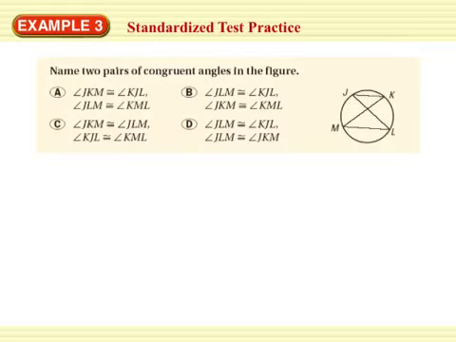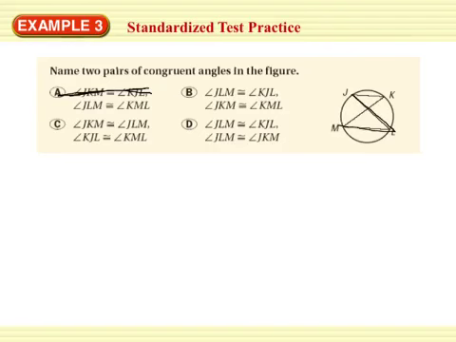Name two pairs of congruent angles in the figure. What I find is just to go through the multiple choice and eliminate them. Sometimes it's easier. So let's look at A. I have angle JKM and angle KJL. Those don't have the same intercepted arc. They have different intercepted arcs. That had this arc and that arc. So we don't want to use that one. A is eliminated.